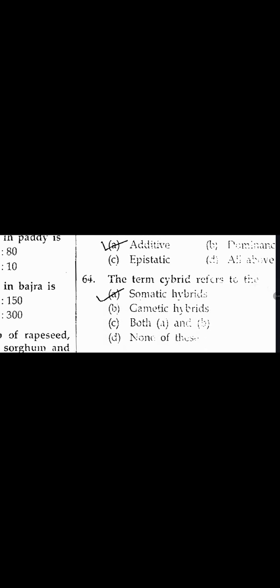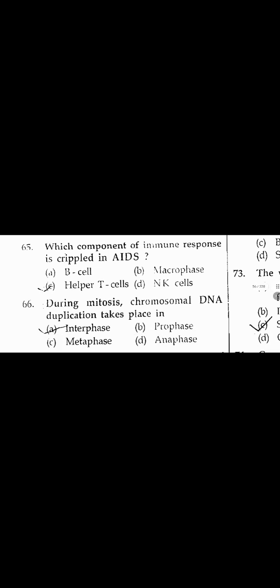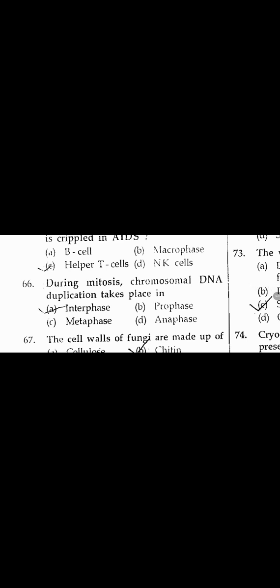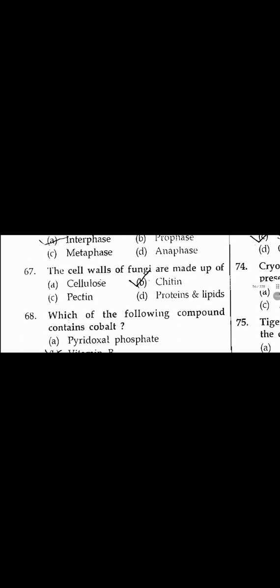Question number 64. The term hybrid refers to the somatic hybrids. Now question number 65. Which component of the immune response is crippled in AIDS? It is the helper T cell. Question number 66. During the mitosis, chromosomal DNA duplication takes place in the interphase. The cell wall of the fungi is made up of chitin.